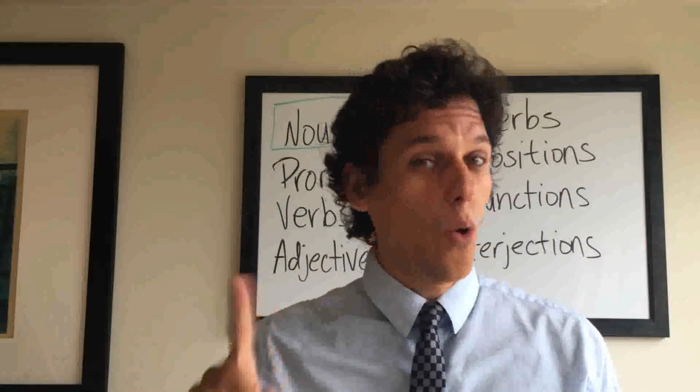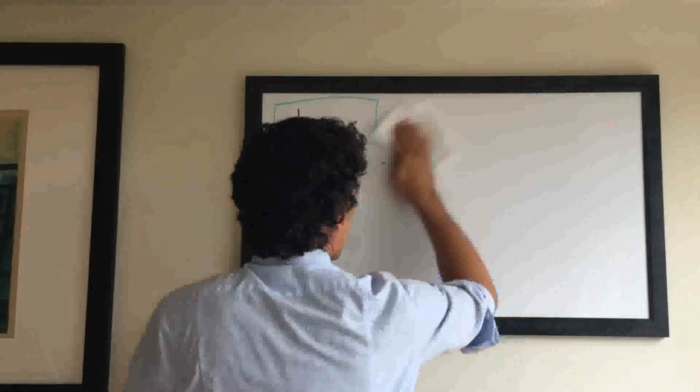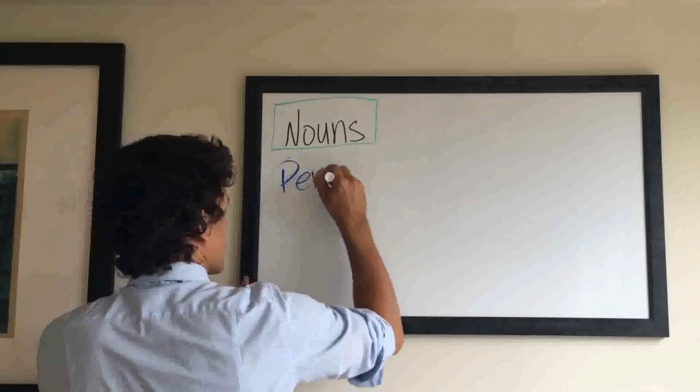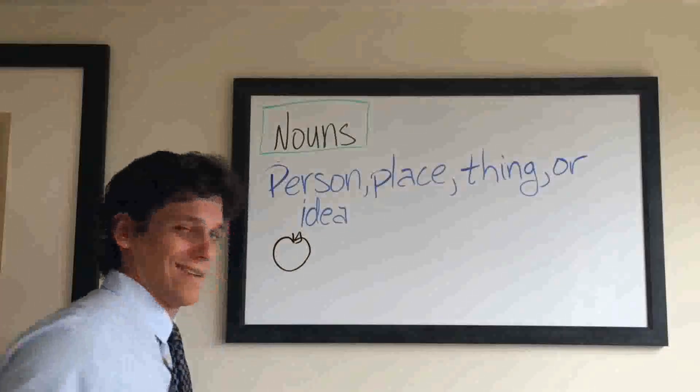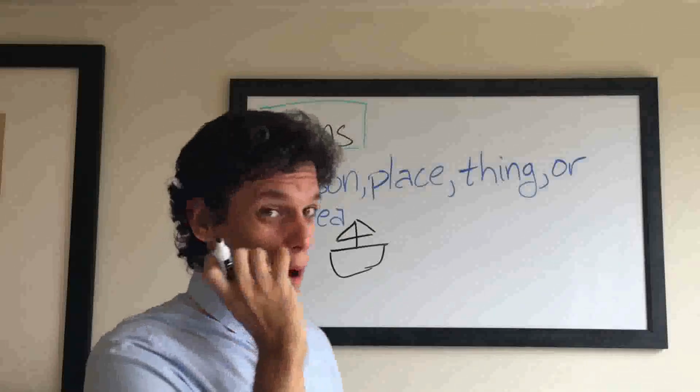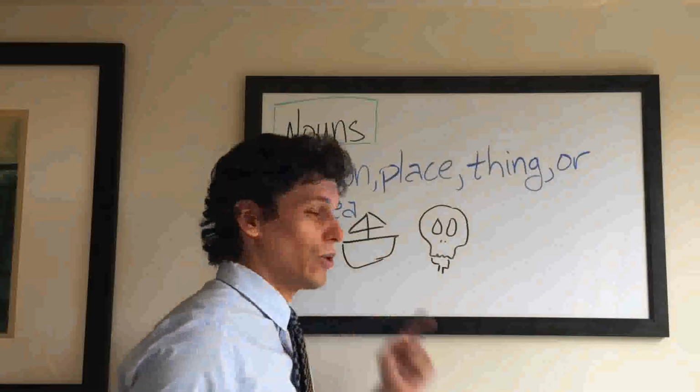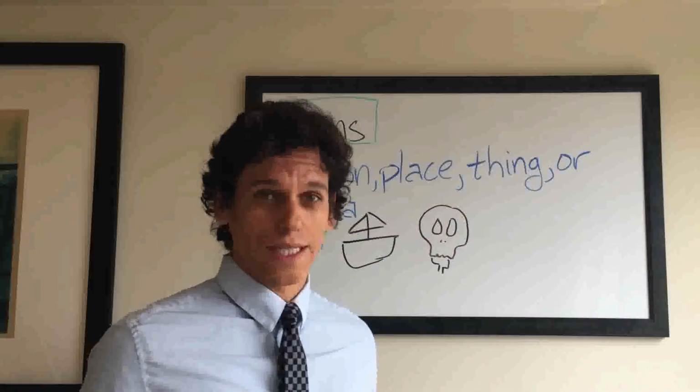Nouns. Now, very simply, a noun is just a person, place, thing, or idea. So, some examples of nouns. An apple, a beautiful boat, a skull, which, by the way, death is also a noun because it's an idea.